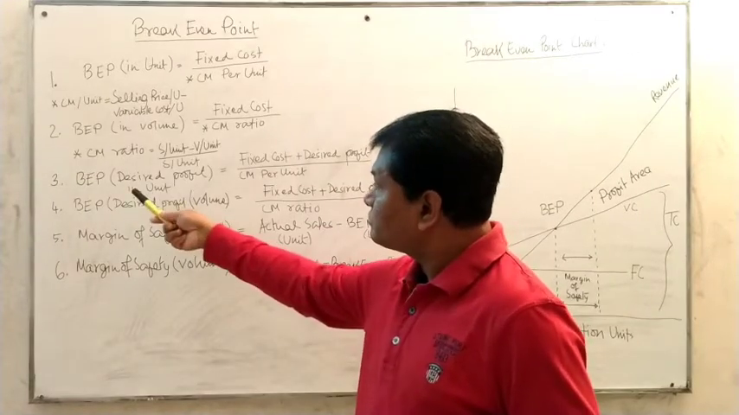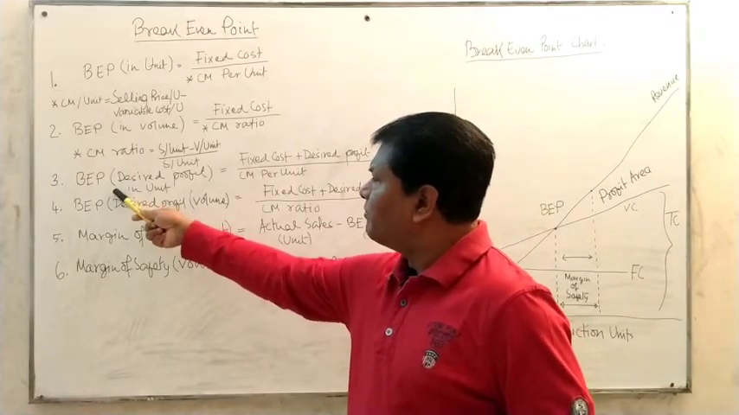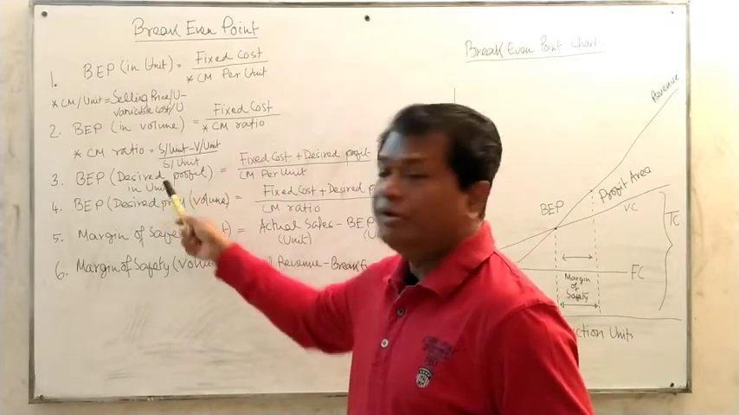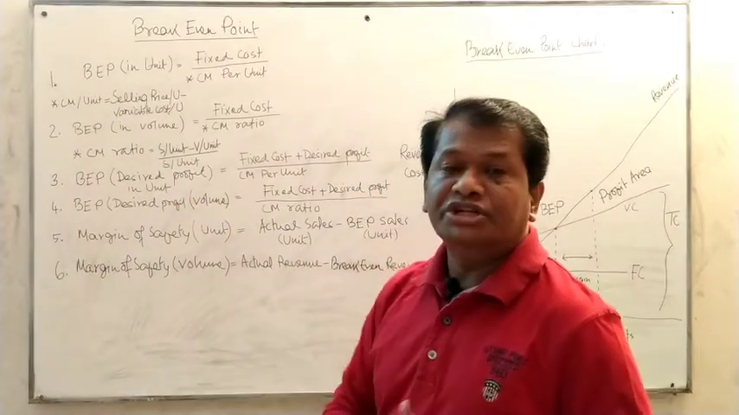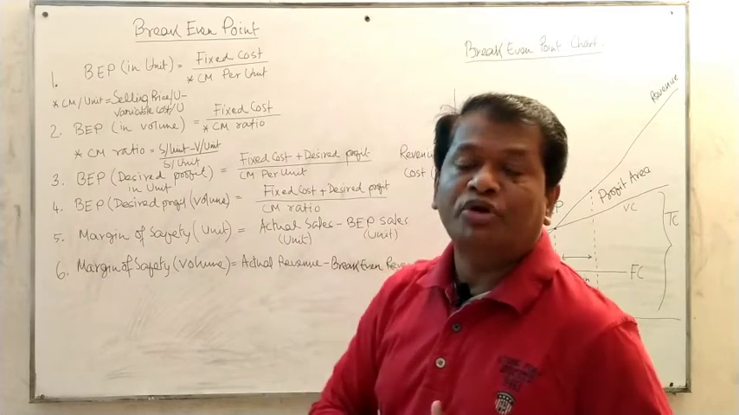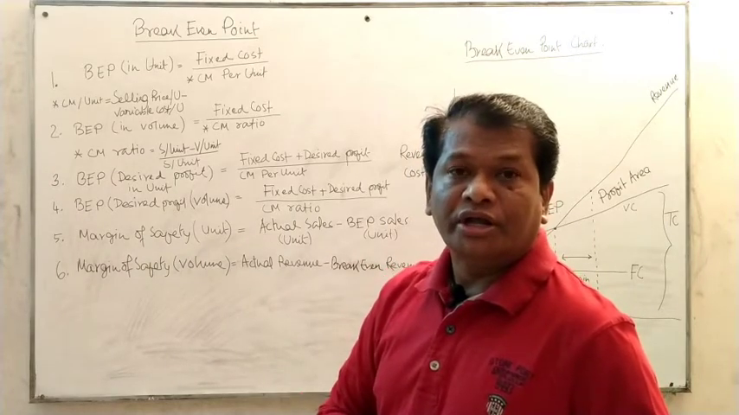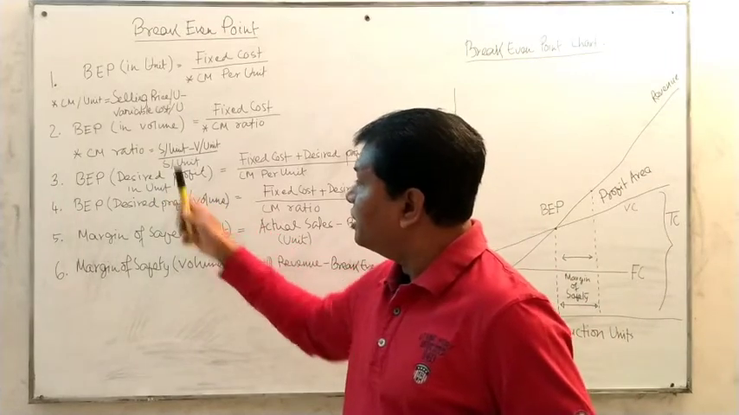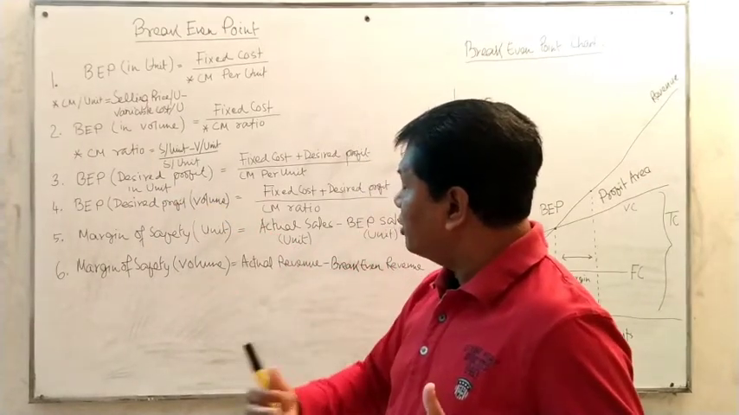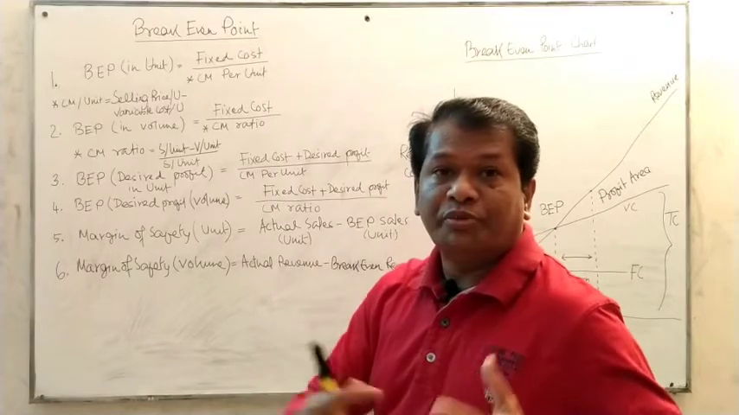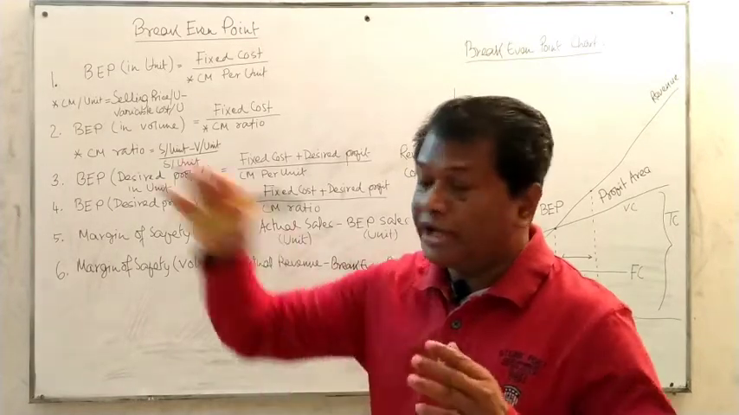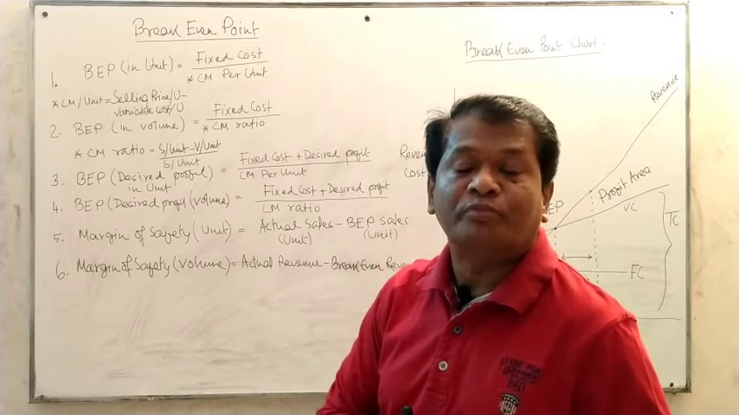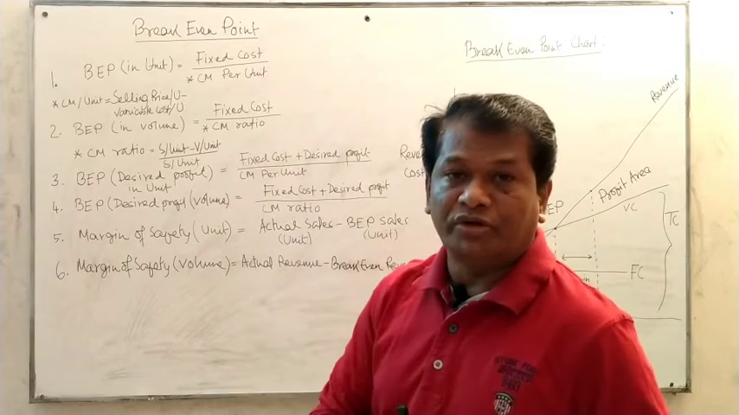Now, number 3, break-even point, desired profit in units. Maybe the company is interested in making a specific amount of profit. This is the desired profit, in units. How much profit are you interested in? How many units are needed to make that desired profit? Maybe your company is interested in making $5 million of profit. So this is the desired profit.